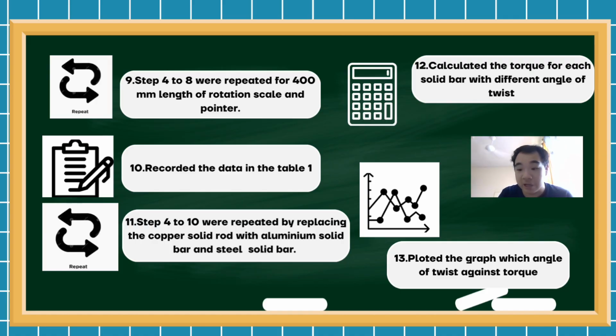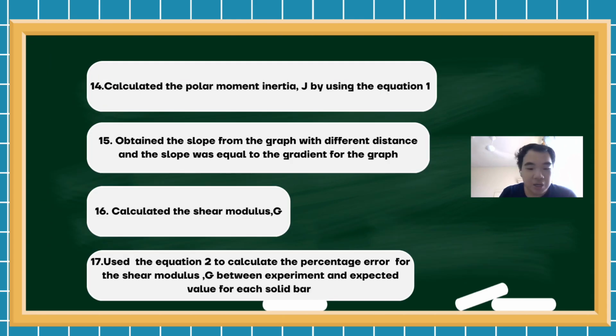And step 12 is we calculate the torque of each solid bar with the different angle of twist. So after that, for step 13, we plot the graph with the angle of twist against the torque. And step 14 is we calculate the polar moment of inertia J by using equation 1, and equation 1 is shown in the theory. So step 15 is we obtain the slope from the graph with different distance, and the slope is equal to the gradient of the graph.